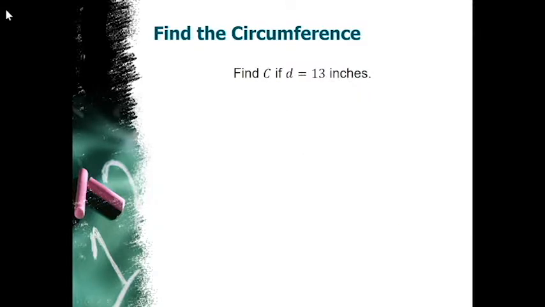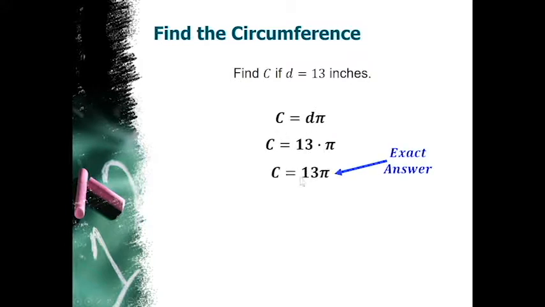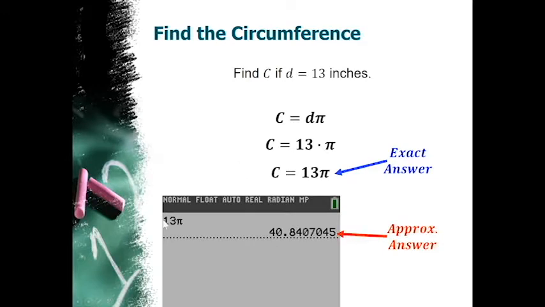Here's a sample diameter problem. Here we're asked to find C if the diameter is 13 inches. So we're going to use the diameter form of our circumference formula. We're going to plug in the 13 for the D, and basically you're done with the circumference. Your circumference is 13 pi. That's your exact answer. To get your approximate answer, you would type 13 pi into your calculator and get your answer. If we're going to round this answer to the nearest hundredth, we would have 40.84 inches as our approximated answer.